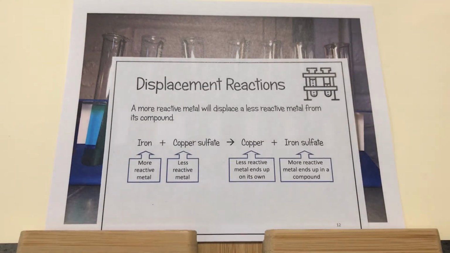Okay, so it's a displacement reaction where a more reactive metal will displace a less reactive metal from its compound. And we started off with iron, the iron nail, that was more reactive than copper. We started off with a solution of copper sulfate, which had the less reactive metal in it, and from that we were left with a layer of copper on the iron and iron sulfate solution.